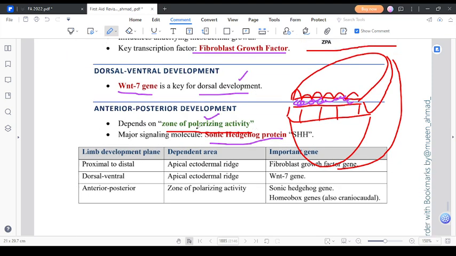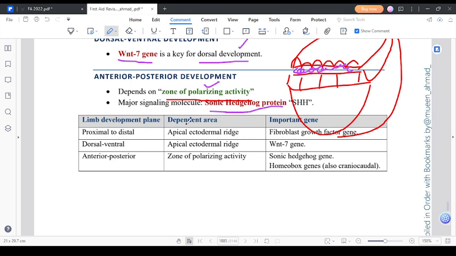Okay. And for the anterior to posterior development, we have the zone of polarizing activity, and the major signaling molecule is the sonic hedgehog gene. Then for limb development, the proximal to distal dependent area is the apical ectodermal ridge, and the fibroblast growth factor gene will be there.